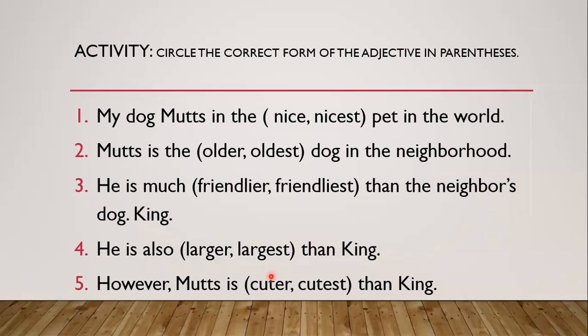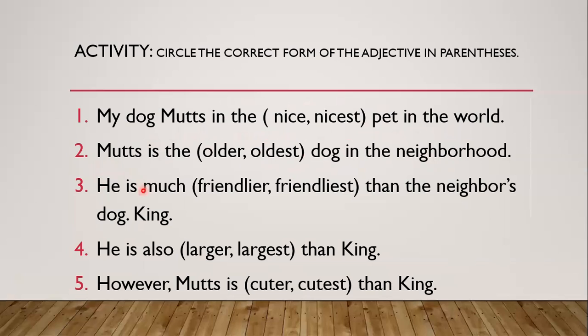Let's practice. The activity says, circle the correct form of the adjective in parentheses. Number 1, my dog Mats is the nicest pet in the world. In this case, we're comparing with all the pets in the whole world. So what do you think you should use? Nicest, okay? My dog Mats is the nicest pet in the world. Number 2, Mats is the oldest dog in the neighborhood. We're comparing here around all the neighborhood, not only my home or my neighbor's home, but the whole neighborhood. So we use oldest. The correct answer is Mats is the oldest dog in the neighborhood.